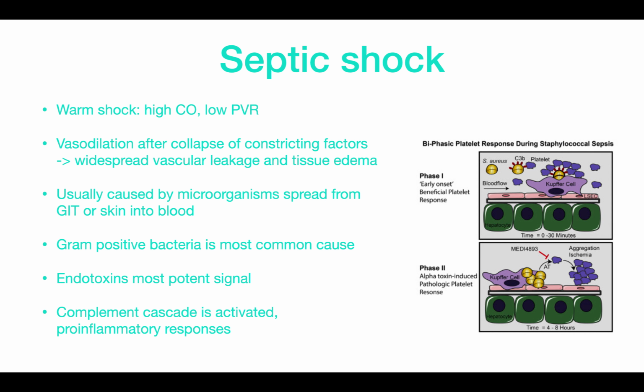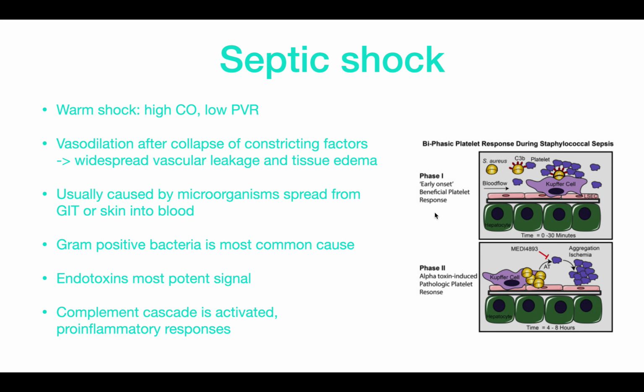Okay, so back to septic shock. One of the only ones that are warm shock. The other one is the neurogenic shock. So there's going to be high cardiac output, but low peripheral venous return. So there's going to be vasodilation after the collapse of all the constricting factors that leads to the vascular leakage and then tissue edema. And then it's caused by the microorganisms, gram-positives, common cause. Endotoxins are going to be the main signal, and that signals the complement cascade to be activated.